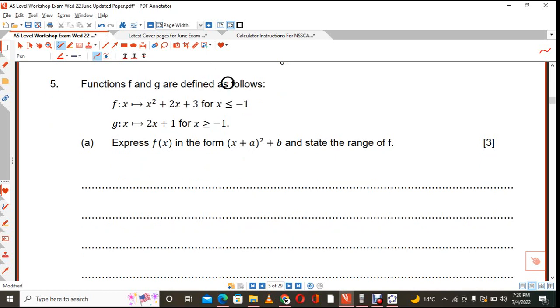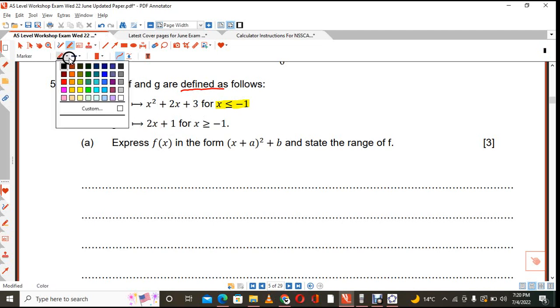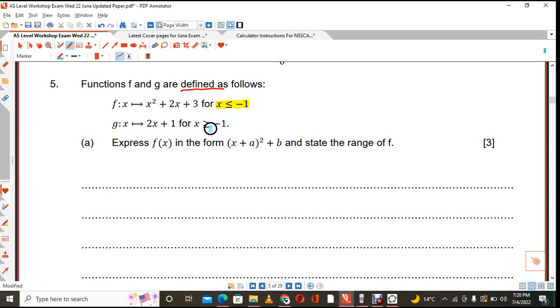Functions f and g are defined as follows, and this is very important. We're not just giving you unnecessary information in mathematics. Function f is such that x maps onto x squared plus 2x plus 3. This is a quadratic function. It's only defined for x less than or equal to -1. Function g, which is a straight line function, is only defined for x greater than or equal to -1. Very important, that you understand that information.